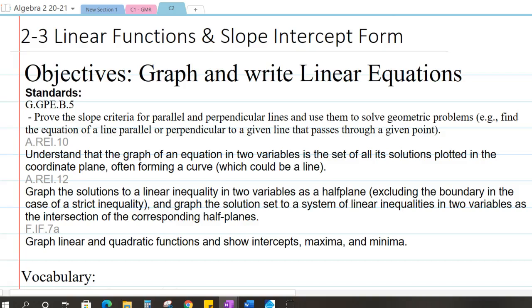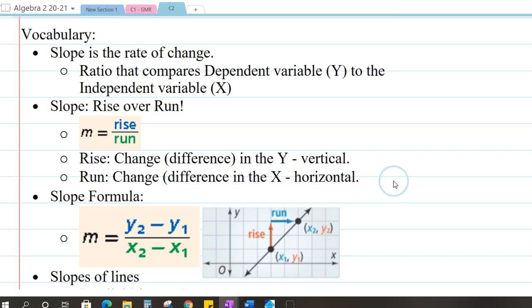Today we're covering linear functions in slope-intercept form. Our objectives are to graph and write linear equations. Vocabulary. Slope is the rate of change.